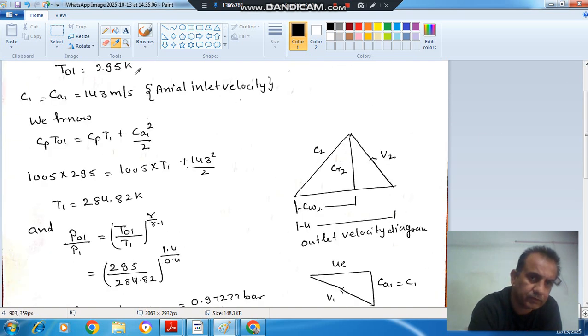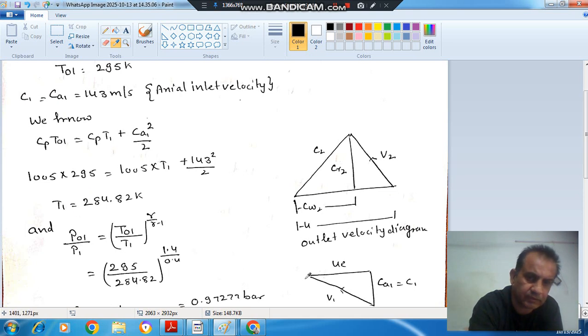Now initial stagnation temperature is given, static temperature we have to find out, and this velocity is given. From the total energy condition we can find out static temperature. That is your total energy, Cp into T01, equal to thermal energy plus kinetic energy, Cp T1 plus C1 squared by 2. Now we have all the values except T1, so we can find it. T1 will come out as 284.82 Kelvin. So now we have found the static temperature.